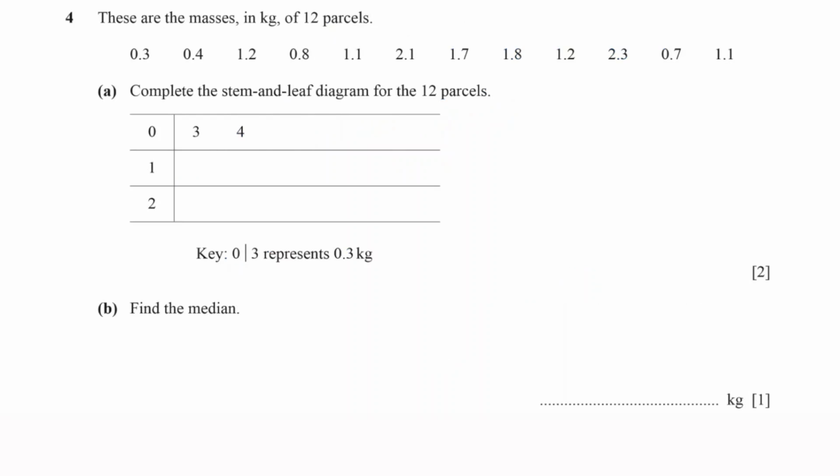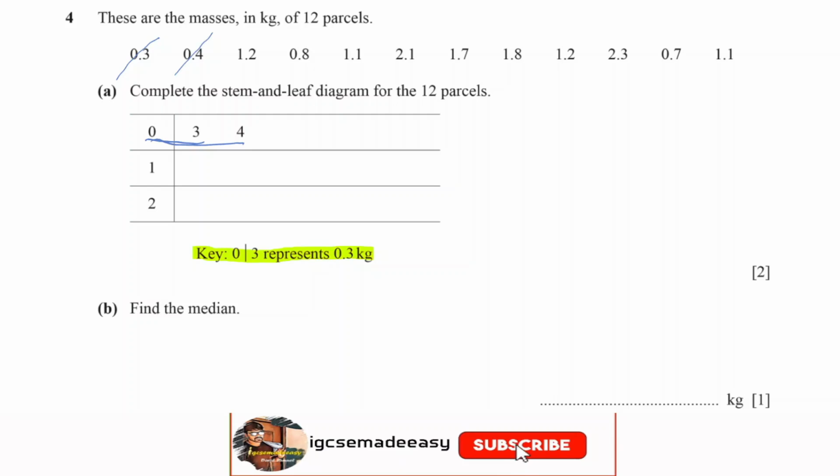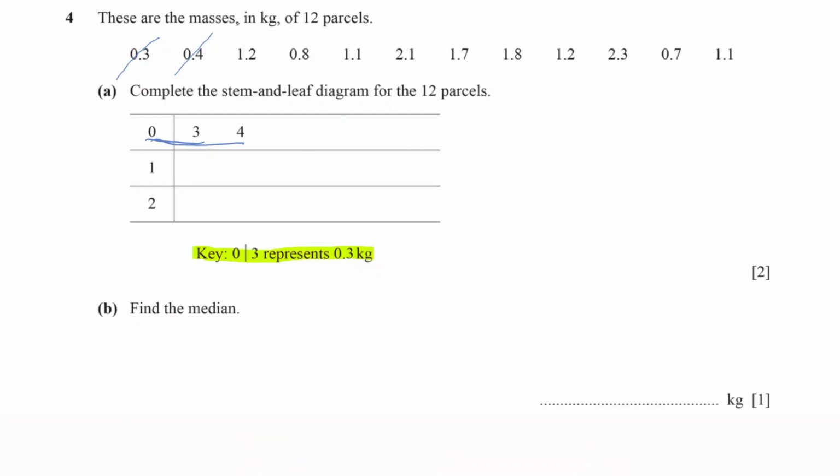So let's move on. Question number 4. These are the masses in kg of 12 parcels. The total number of parcels is 12, and we have to complete the stem and leaf diagram for these 12 parcels. So you have to first check the key. The key is given at the bottom. First check for that. 0|3 represents 0.3, right? So 0|3 is here. It means 0.3, one of the values already given, and 0|4 means 0.4, another value already given. So the rest of the values we have to find.